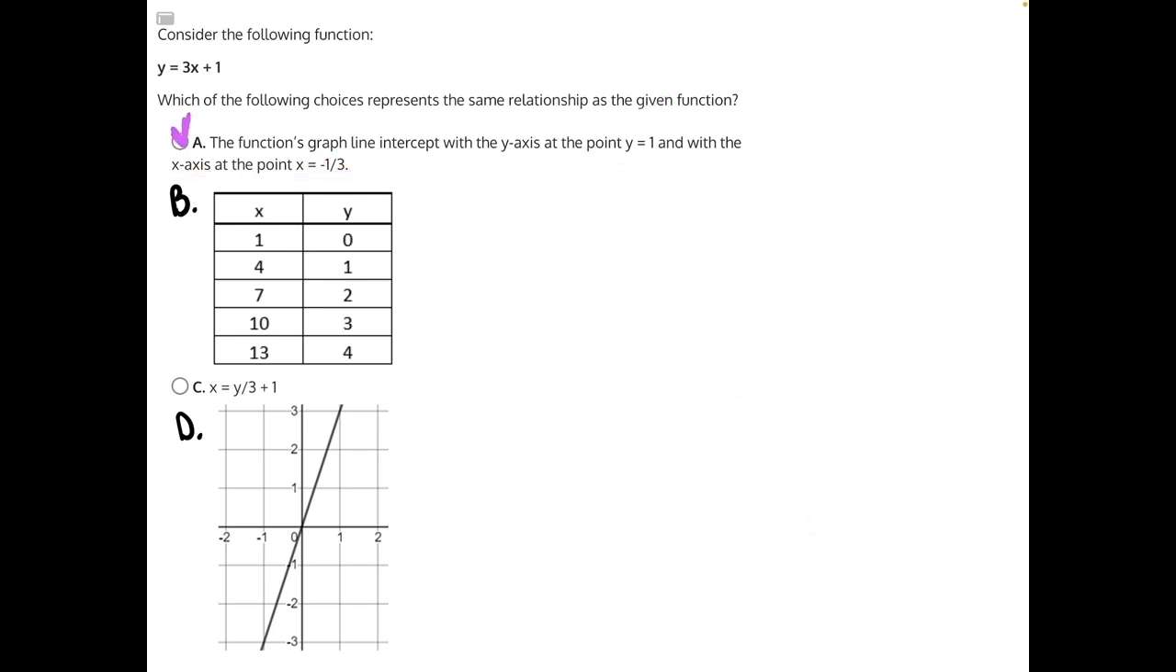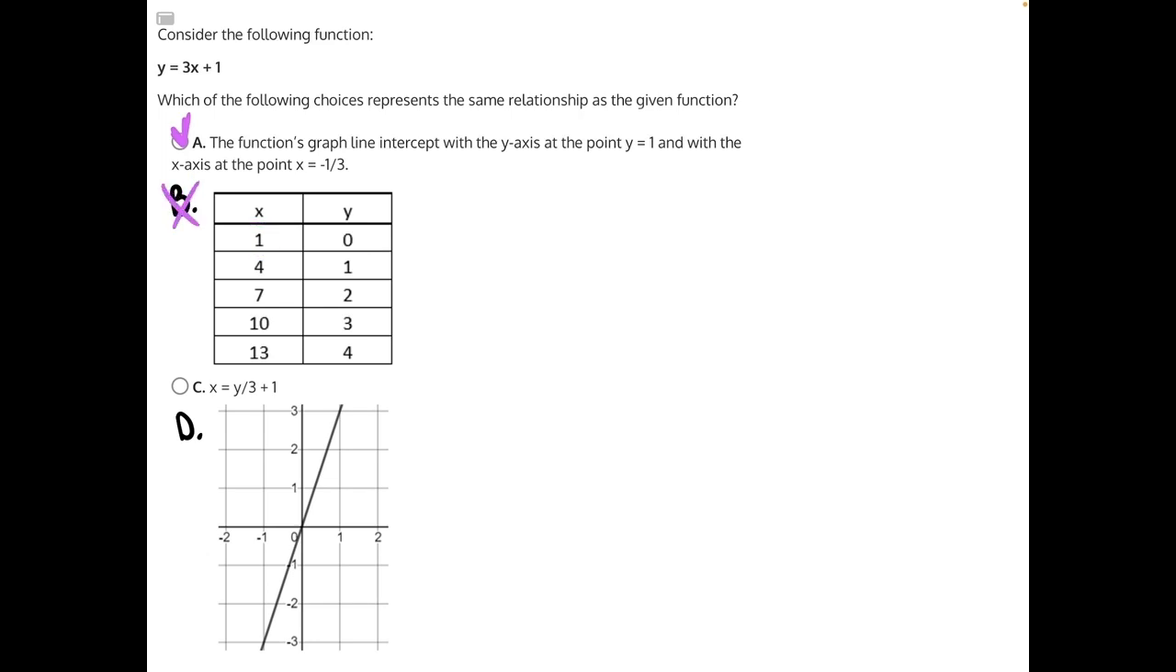But for the sake of the video, I'll go through and show you why B, C, and D are incorrect. For answer choice B, we just need to plug in some values of x and see if they match our values of y. So we'll have y is equal to 3x plus 1. Let's plug in 1 for x. Y is equal to 3 times 1 plus 1. 3 times 1 is 3 plus 1 is 4, not 0, making answer choice B incorrect.